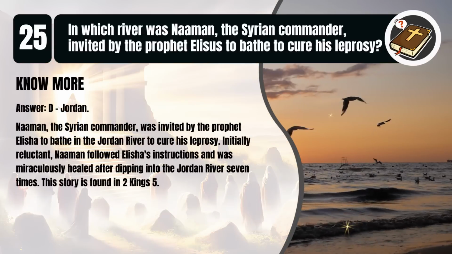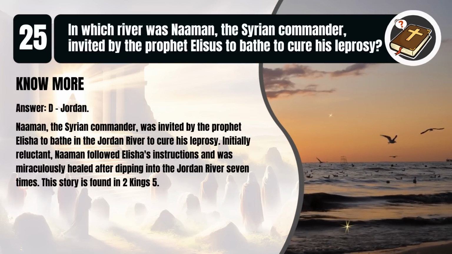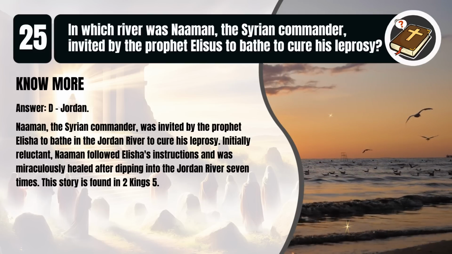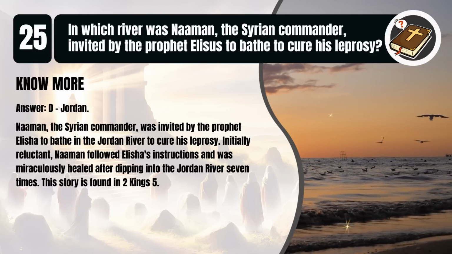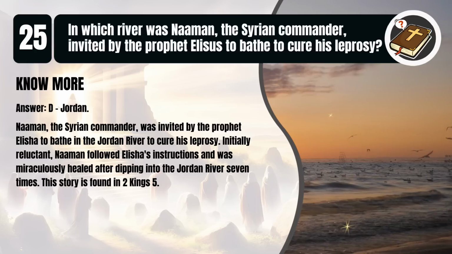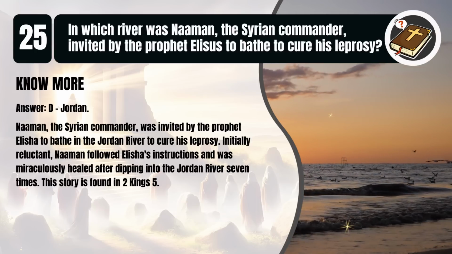That's D. Jordan. Naaman, the Syrian commander, was invited by the prophet Elisha to bathe in the Jordan River to cure his leprosy. Initially reluctant, Naaman followed Elisha's instructions and was miraculously healed after dipping into the Jordan River 7 times. This story is found in 2 Kings chapter 5.